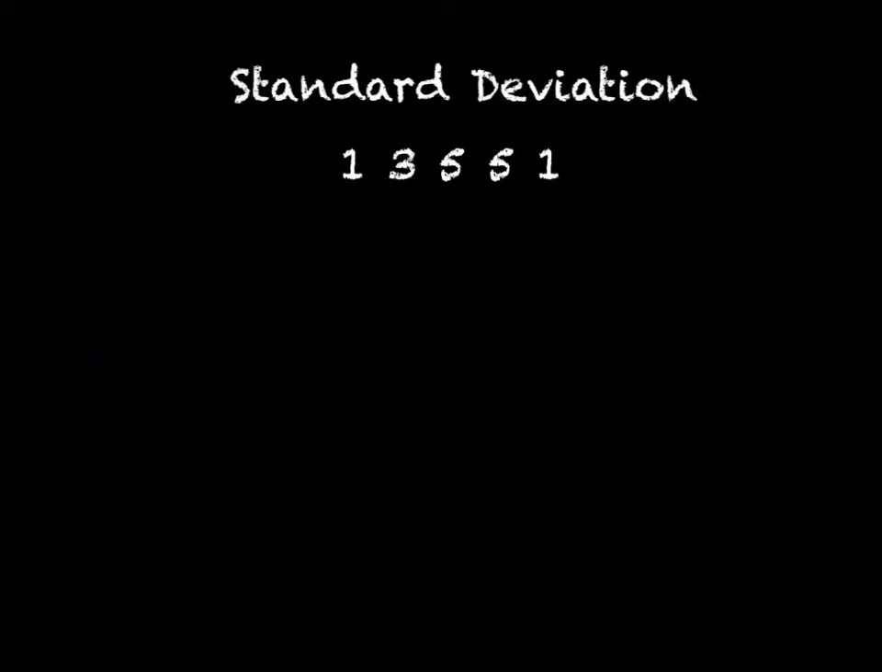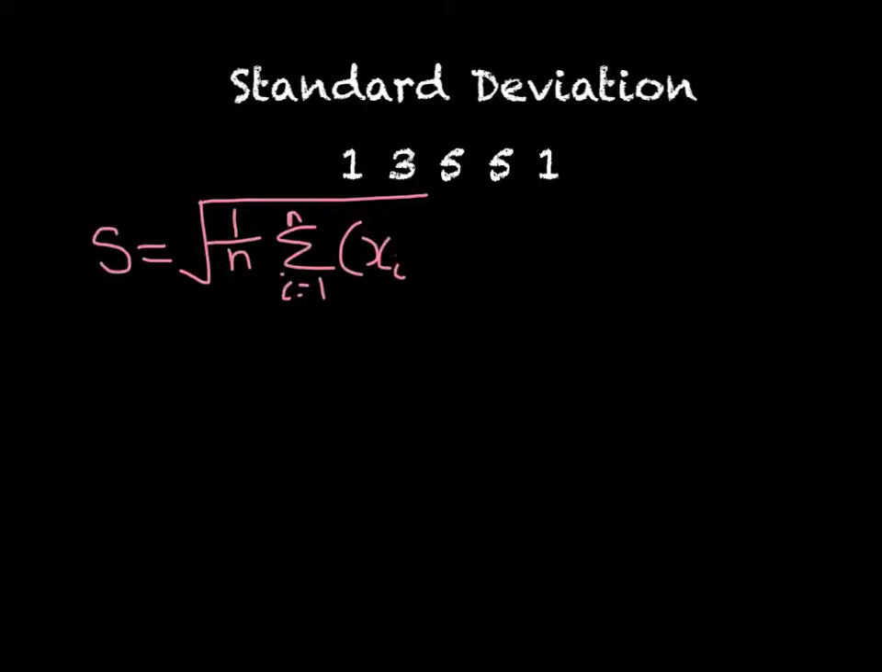Another way to measure spread is with standard deviation. I'm going to abbreviate standard deviation with an S and write down a formula for it first. It's going to be a bit complicated, but I'll explain it after I write it. So the standard deviation is equal to the square root of 1 over n times the sum from 1 to n of xi minus x bar squared. So remember from last time that we said that x bar is equal to the average.